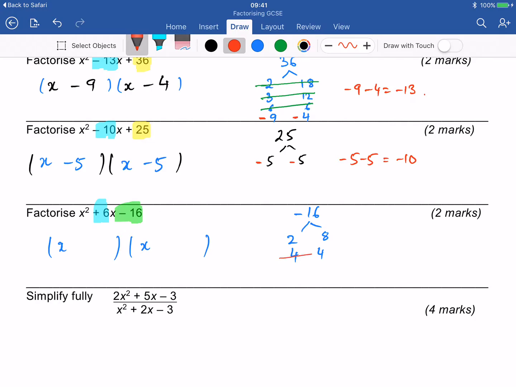4 times 4 will never give me 6. I can get 6 out of it if I take them away. But keep an eye, I'm looking for a positive 6. The only way I can get positive 6 is if I had 8 take away 2. 8 take away 2 is 6. If I do take away 8 plus 2, that will give me negative 6, and I don't want that. So my answer now is negative 2 and positive 8.